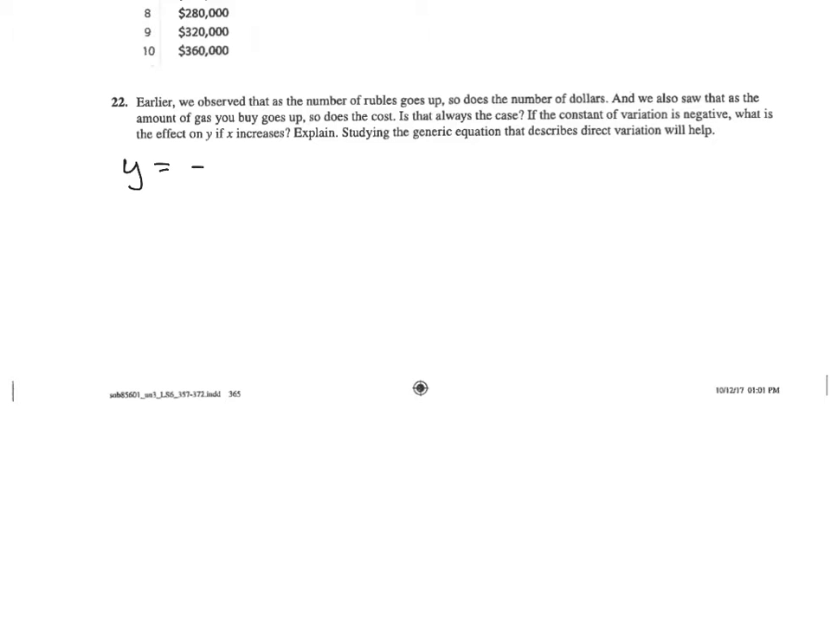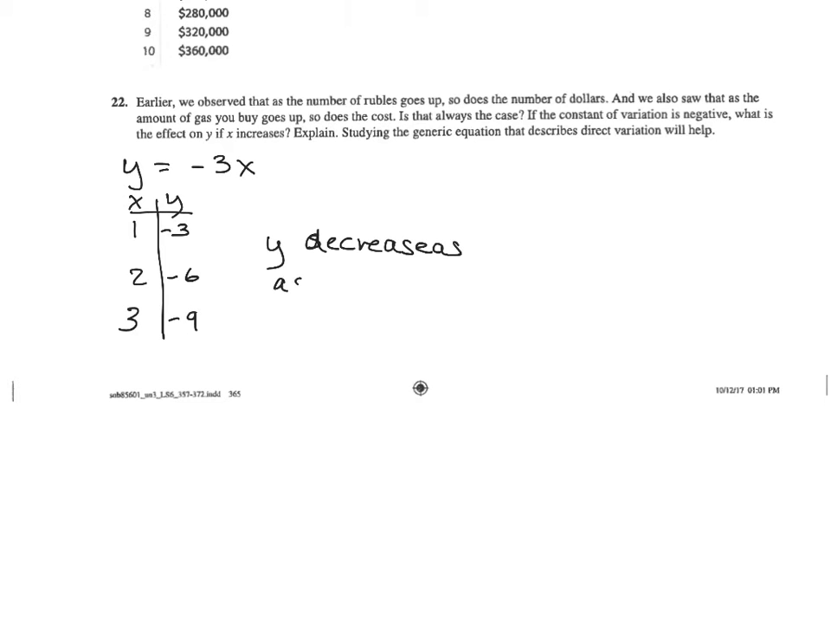If we have y equals negative 3x, what is the effect on y if x increases? So let's just do maybe 3 values. So I would have negative 3, negative 6, negative 9. It looks like y decreases as x increases. And that happens if your constant of variation is negative.